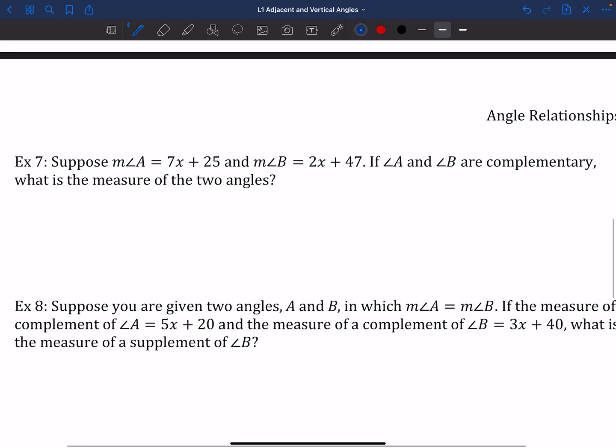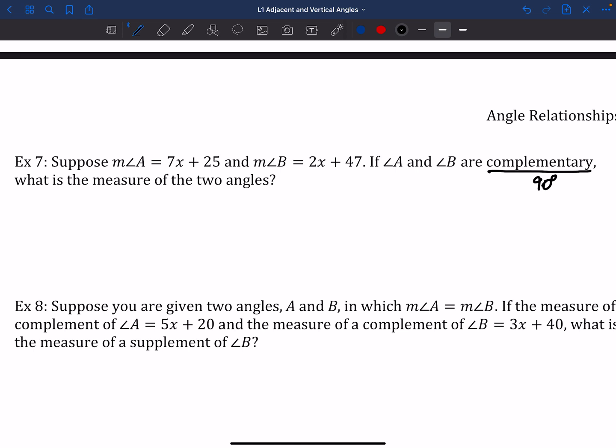There's a couple more of these. What I'd like you to do for this one is try this on your own. It's a little bit different. It's talking about two angles that are complementary. The only difference is that means they just add to 90 degrees instead of 180. Everything else about the problem is pretty similar, so give this a shot.